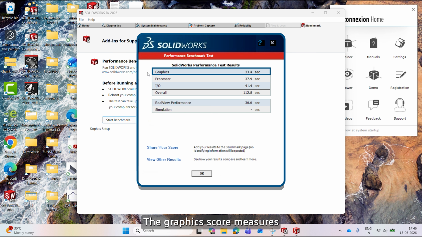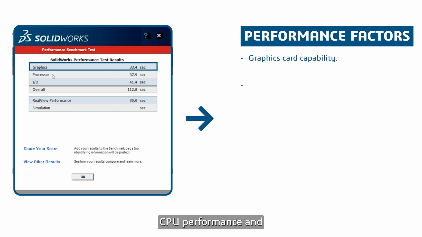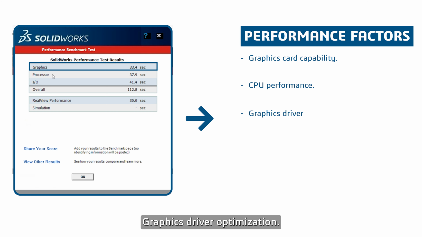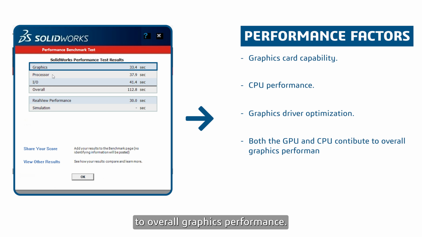The graphics score measures viewport performance during model rotation, zooming and panning. Higher graphics performance results in smoother navigation and reduced lag when working with larger assemblies and detailed models. The performance factors here are graphics card compatibility, CPU performance, and graphics driver optimization. Both GPU and CPU contribute to overall graphics performance.